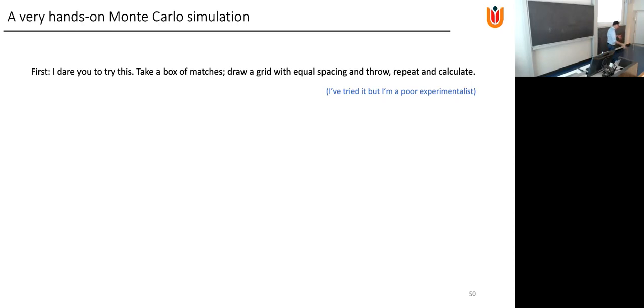Just take a matchbox, draw a few lines on a piece of paper, and just throw and see what happens. I tried it, but I'm not very good as an experimentalist. Apparently, my results were not good enough for me to be confident to show you here. But it does kind of work. Of course, you have a good feeling that you get more accurate results if you use more sticks on a larger piece of paper.